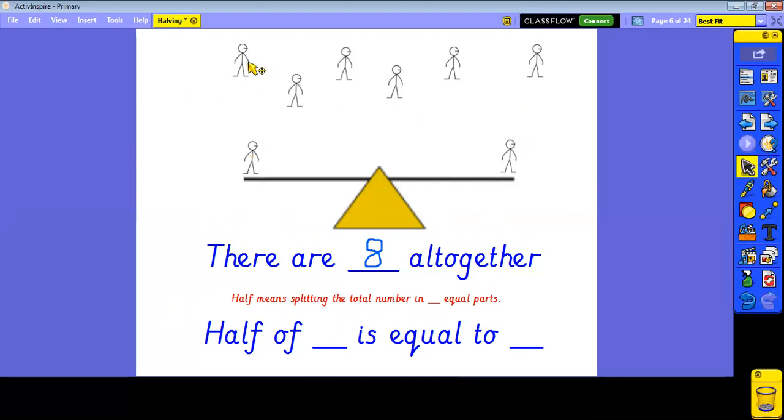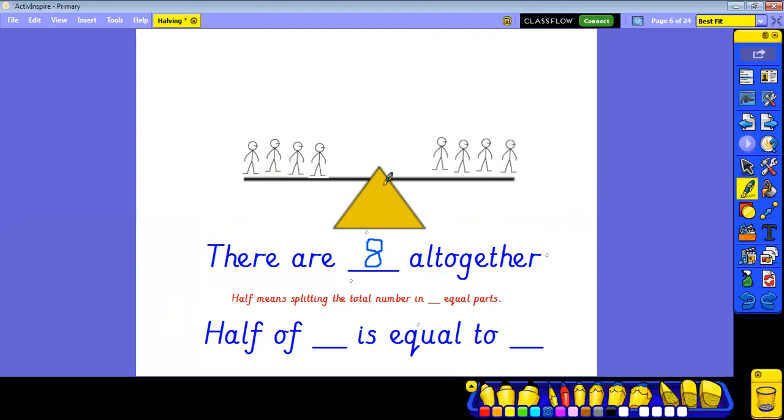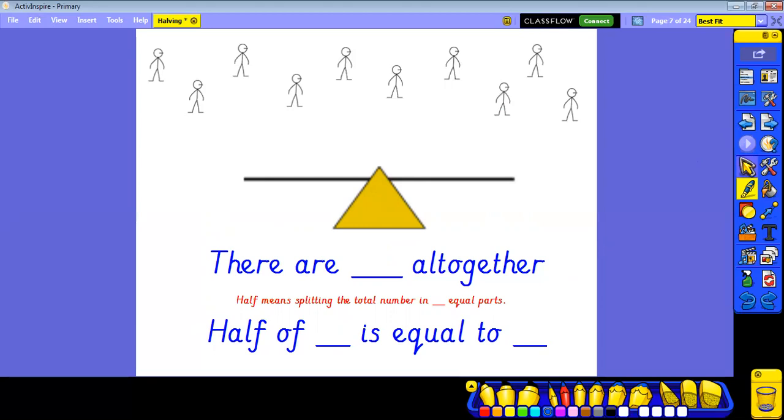1, 2, 1, 2, 1, 2, 1, 2. So I've run out of children. I've split my whole of 8 into 2 equal groups. So that means that half of 8 is equal to 4. That's right. Half of 8 is equal to 4. Can you have a go at pausing the video and doing this one by yourself, filling in these number sentences and these sentence frames by yourself?